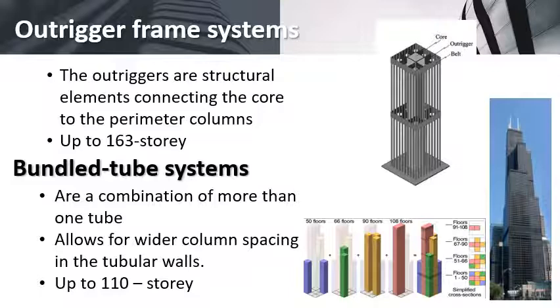Bundled tube systems are a combination of more than one tube acting together as a single tube, like the framed tube or trussed tube. Among the advantages of the bundled tube system is that their architecture structure has the ability to create tubes of different heights in the system, and also the attainment of higher building height and wider column spaces. Bundled tube system can be used up to 110 stories.